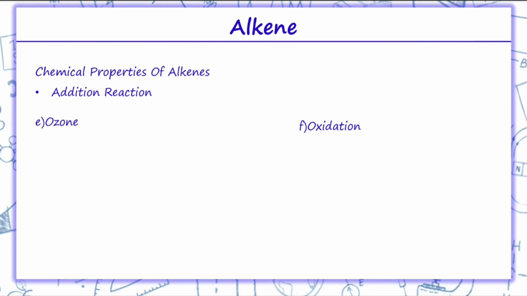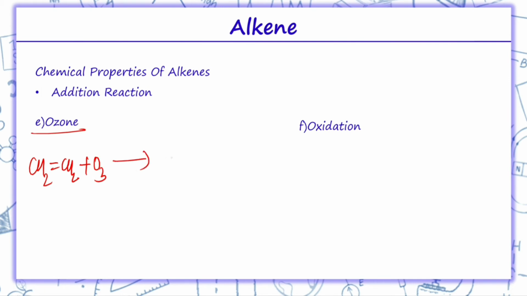Now addition of ozone. When ozone is added to alkene, that is CH2=CH2 plus ozone, here ozone is joined, three atoms of oxygen are joined. So we get CH2-O-CH2 and here also it is O. This is how ozone is added.